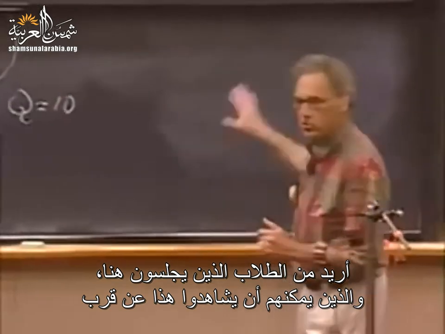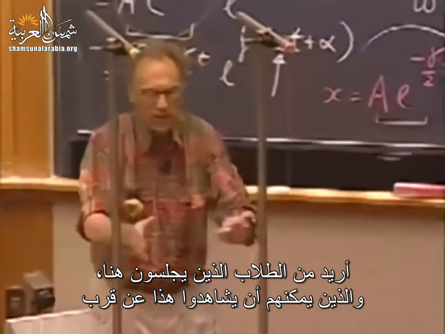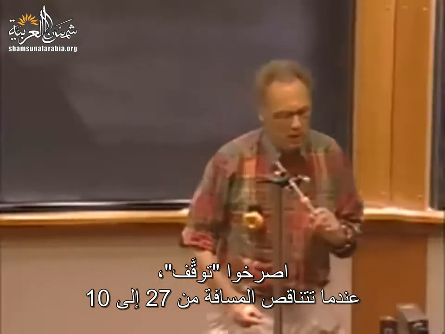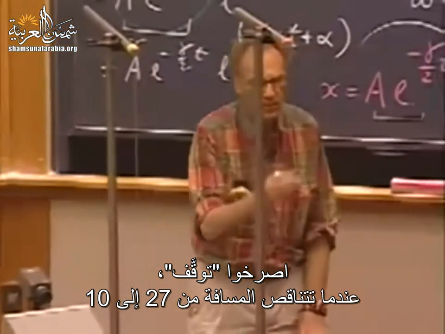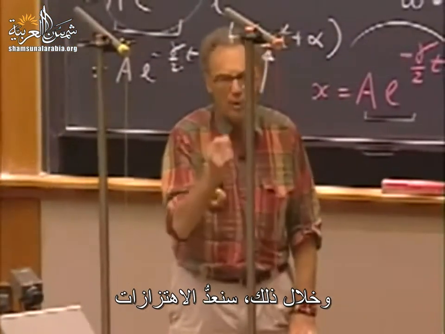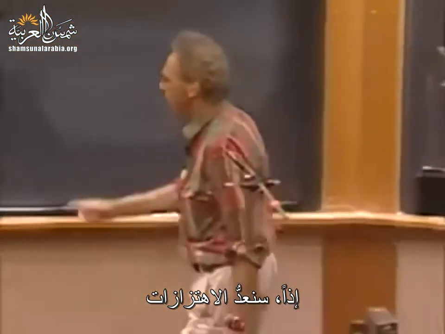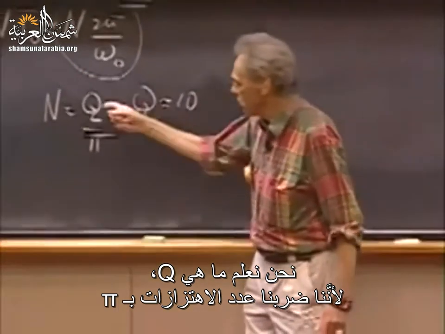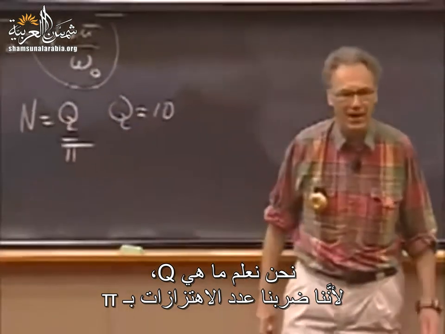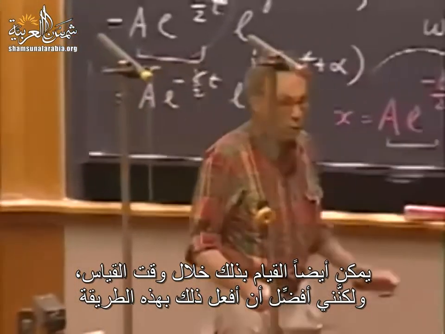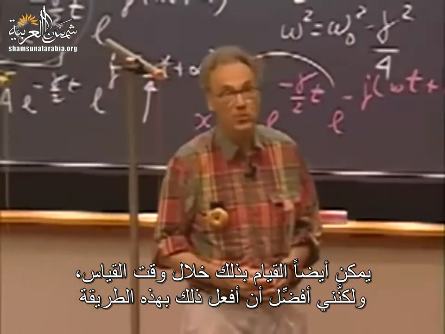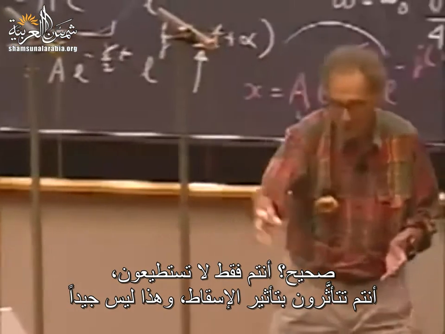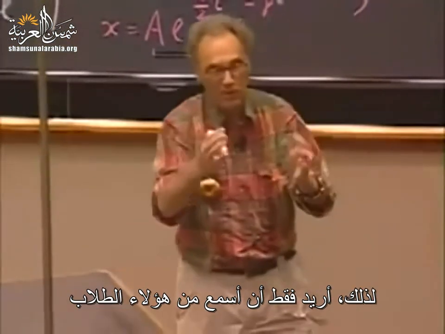And I want the students in the audience who are sitting here, who can really see it head on, I want them to scream the word stop when the 27 has decayed to 10. And in the meantime, we count the number of oscillations. So we have then counted the number of oscillations, and therefore, we know what Q is because we multiply the number of oscillations by pi. So we have measured Q. We could also have done it through a time measurement, but I prefer to do it this way. Now you guys over there, keep your mouth shut because there's no way you can see it, right? You just can't. You have a projection effect which is awful. So I only want to hear from you.